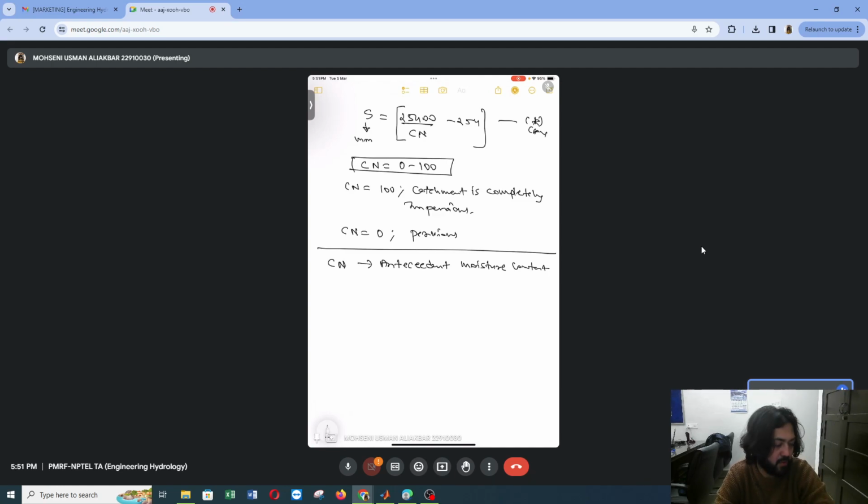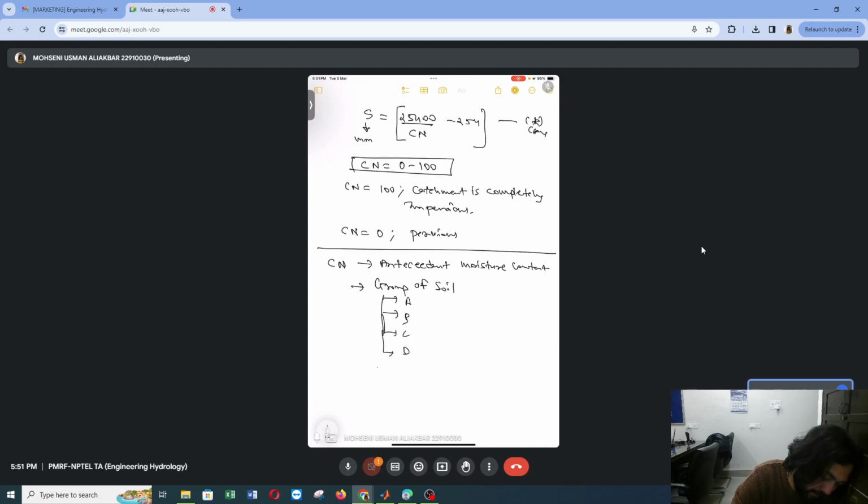So the value of CN depends on antecedent moisture content, and it also depends upon the type of soil. There are 4 groups of soil: group A, group B, group C and group D. Each group implies the perviousness of the catchment, right?